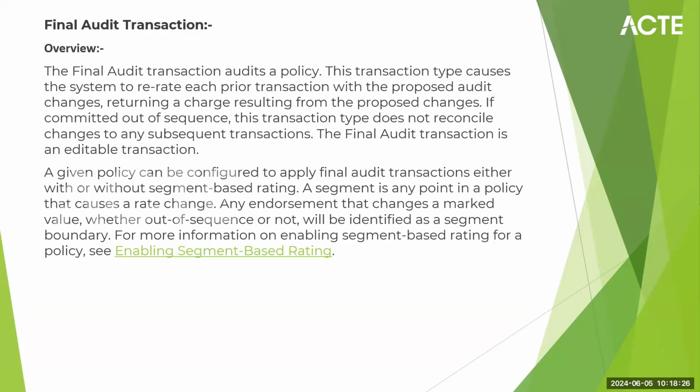The final audit transaction audits the policy. The transaction type causes the system to reread each prior transaction with the proposed audit changes, returning a charge resulting from the proposed changes, and is committed out of sequence. This transaction type does not reconcile changes to any subsequent transaction. The final audit transaction is an editable transaction.